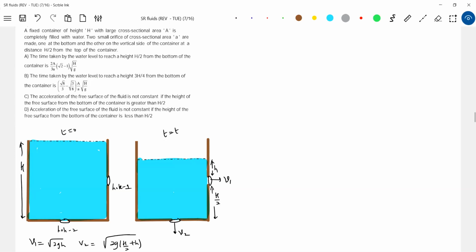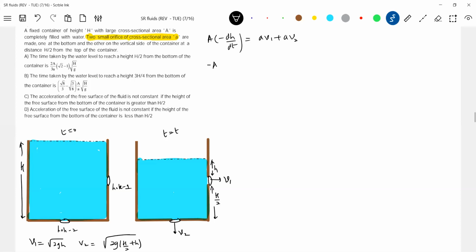What shall we write as the equation? The level of liquid that is decreasing in the tank is due to both the holes, no? So the sum of flow rate at both the holes should be equal to the rate of change of liquid in the tank. Therefore here A minus dH by dt equal to AV1 plus AV2. Both the holes have the same area of cross section, that is given: two small orifices. Therefore I'm writing this. Why negative sign? The level is in fact decreasing, no?